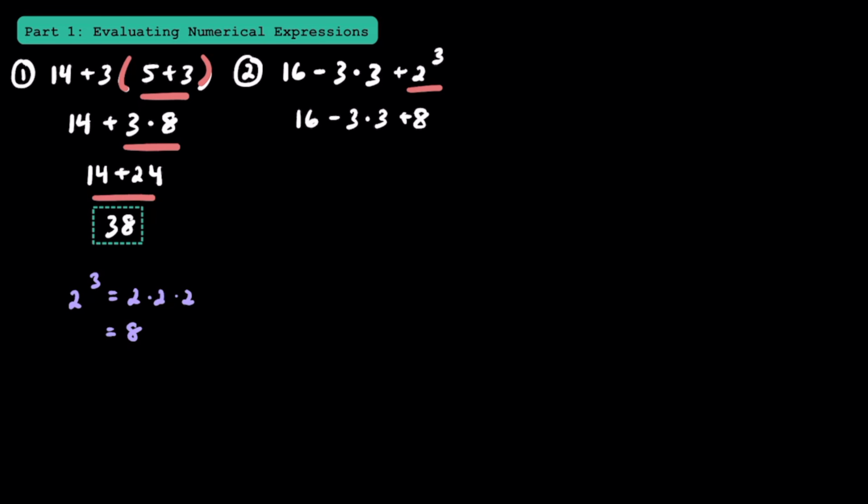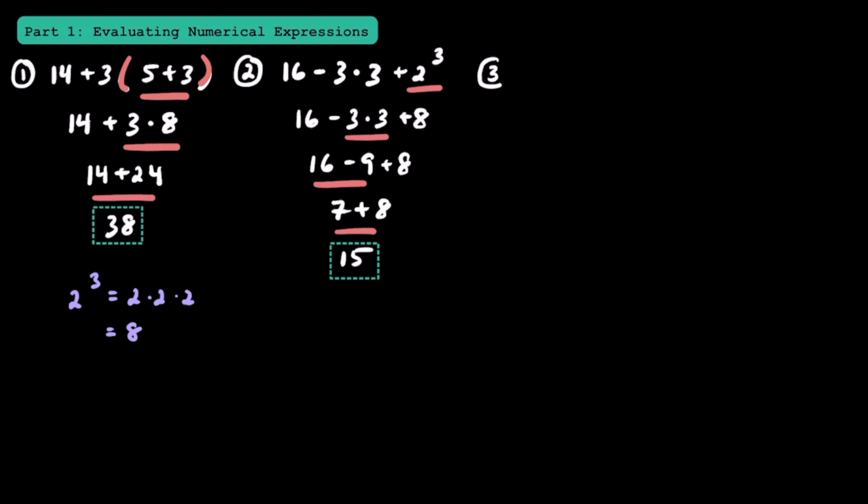Between these 3 operations, multiplication gets to go next, and 3 times 3 is equal to 9, so we'll have 16 minus 9 plus 8. Remember that addition and subtraction are equally important, so we just go from left to right. 16 minus 9 here is equal to 7, so we'll have 7 plus 8. And finally, 7 plus 8 is just equal to 15. 15 is the value of this numerical expression.